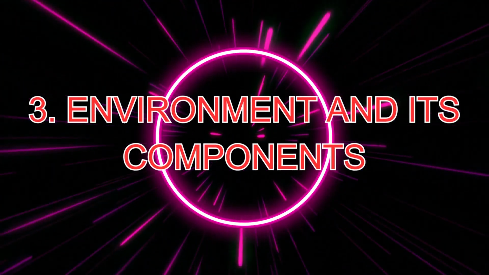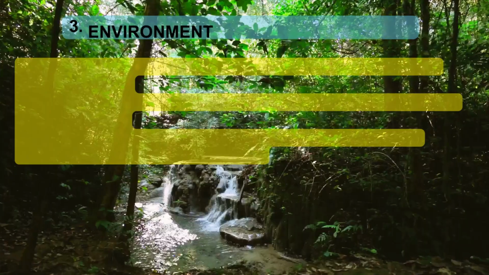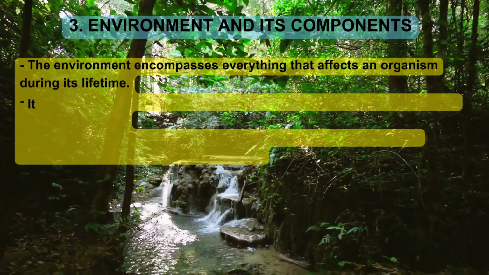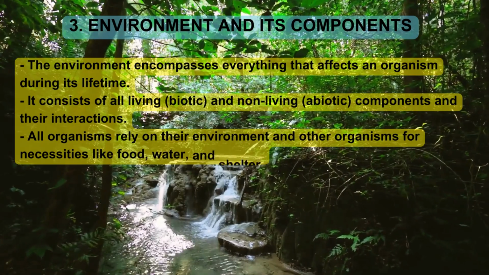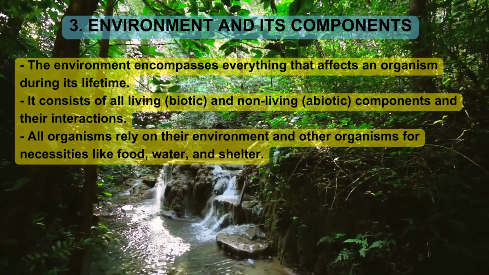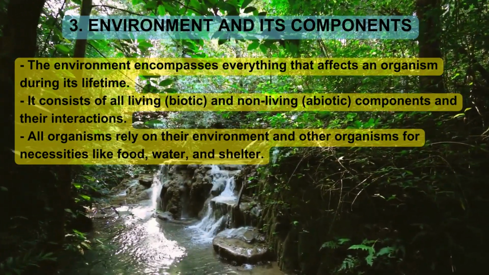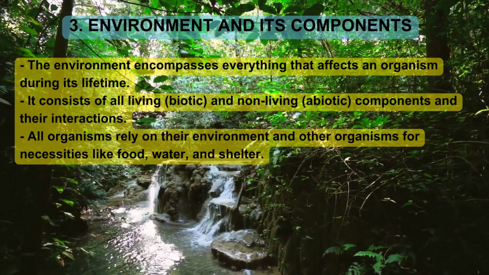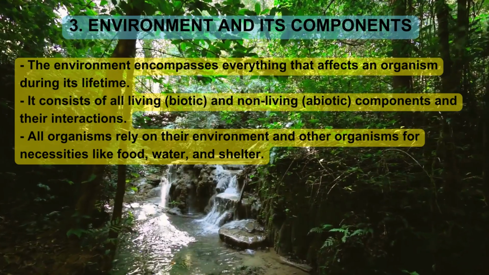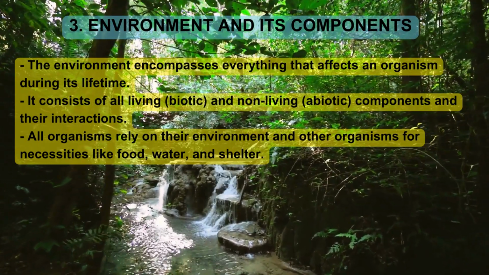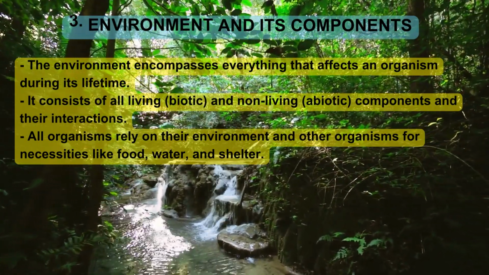3. Environment and its components. The environment encompasses everything that affects an organism during its lifetime. It consists of all living, biotic, and non-living, abiotic, components and their interactions. All organisms rely on their environment and other organisms for necessities like food, water, and shelter.